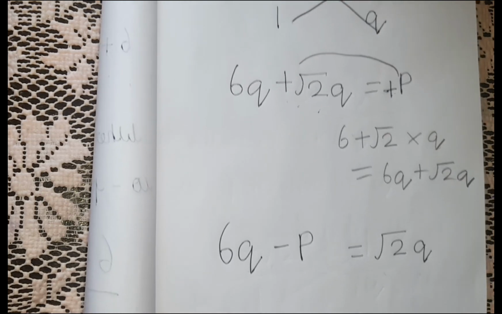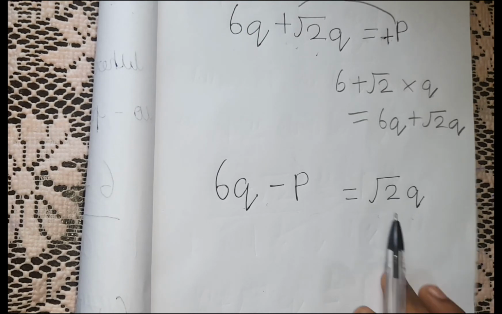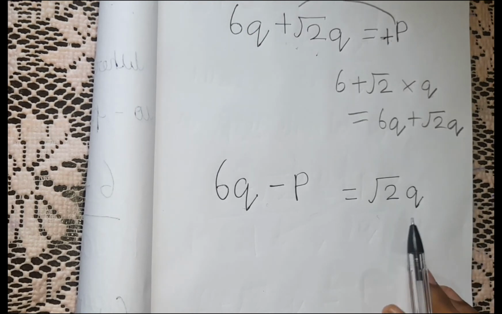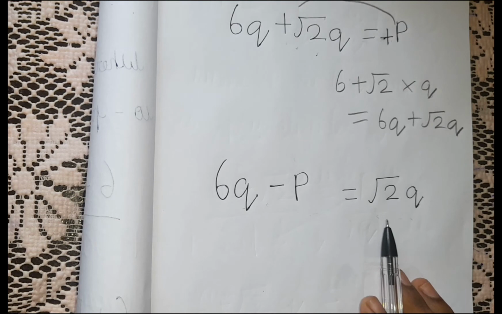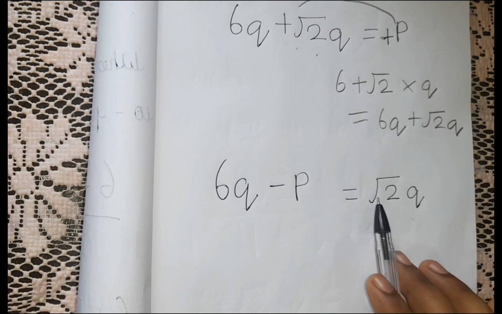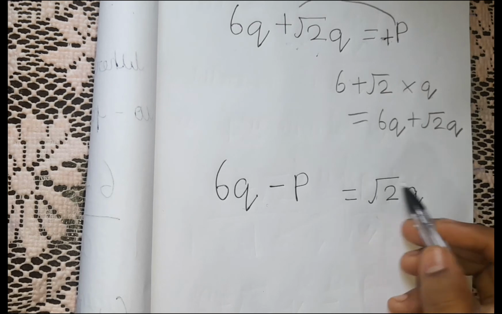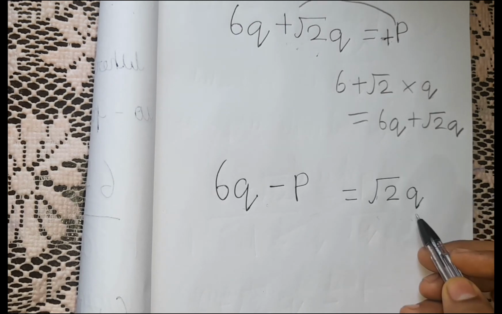Now you guys might ask, don't we need to change any sign for root 2q? We are not going to change it, because it is already in the root form. Root means it is not plus or minus, it is both plus and minus. So that's why it is in the form root 2q. No need to change any sign.